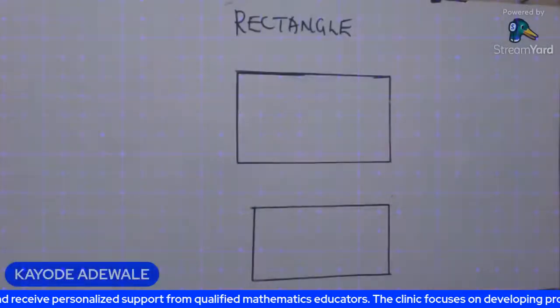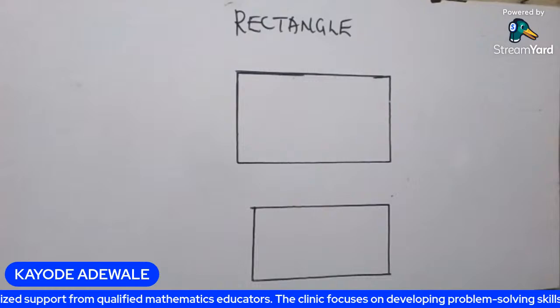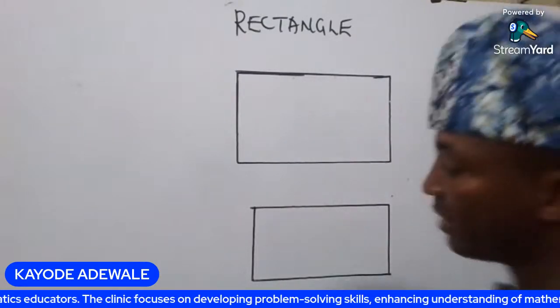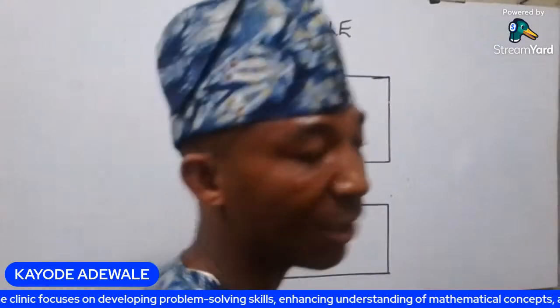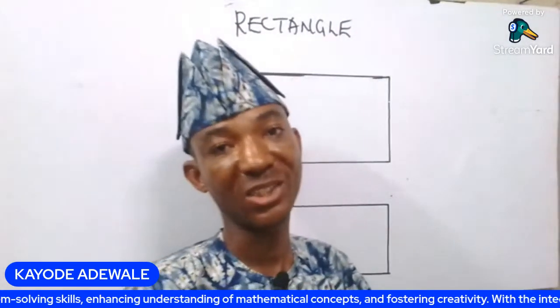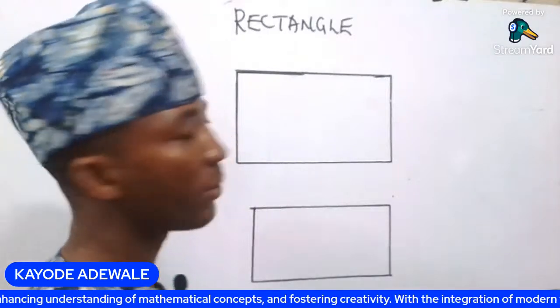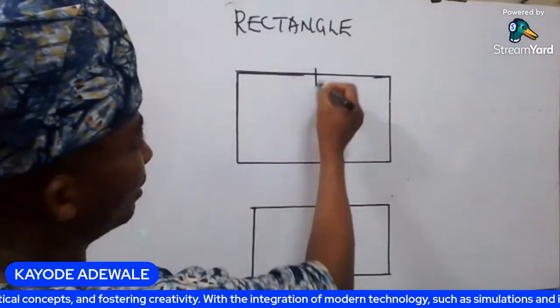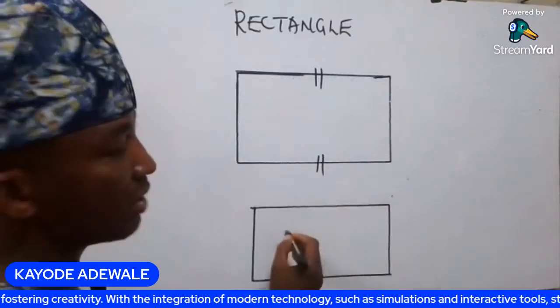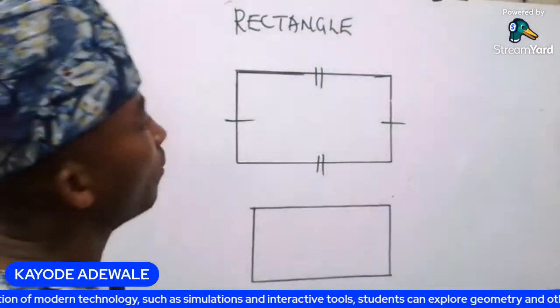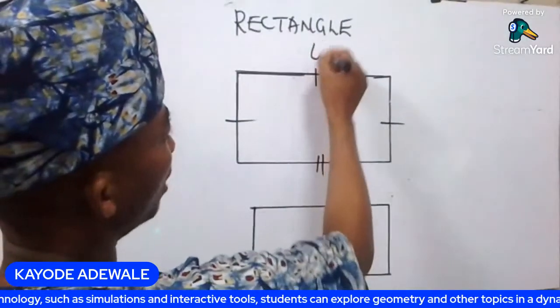Let's get started. Welcome to mathematics class. We want to start with the rectangle. When we are talking about a rectangle, we all know it's a two-dimensional shape in which the two opposite sides are equal. For example, this side is equal to this side, and this is also equal to this side. In a rectangle, the longest side is what we call the length.